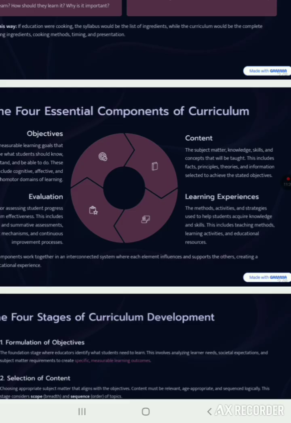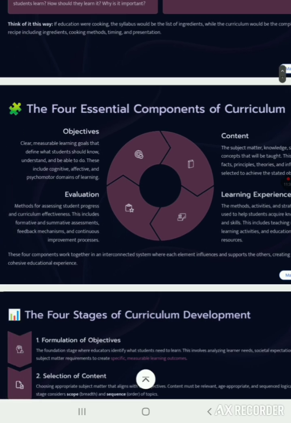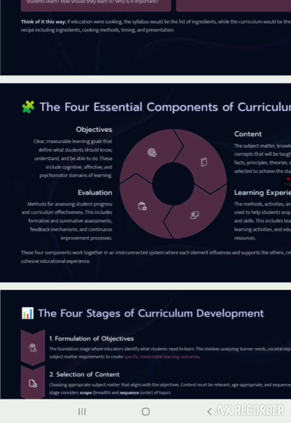Last but not least, I'm going to check whether my objectives are achieved or not, and this process can be considered as evaluation. Here I'm going to use certain methods for assessing students' progress and curriculum effectiveness. Isn't it? This includes formative and summative assessment, feedback mechanisms, and continuous improvement processes. So here, meanwhile, I'm asking you, is it okay? Are you following me? Are you understanding me? So these are certain questions. This can also be considered as a tool for assessment. Okay, while I'm taking the class, I'm also looking at what you have understood.